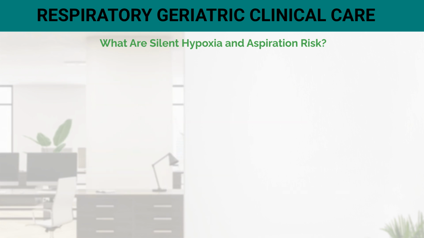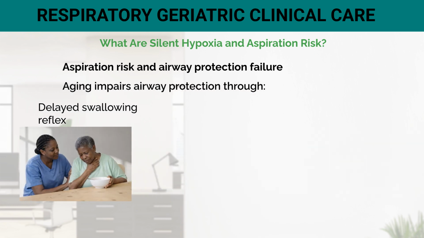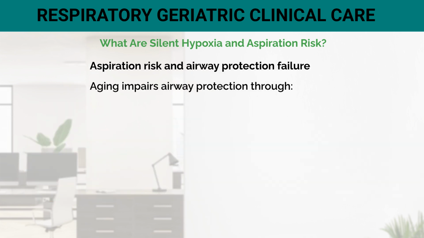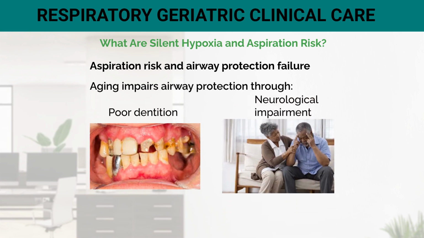Now that we understand the contributing factors of silent hypoxia, let's move on to discuss aspiration risk and airway protection failure. Aging impairs airway protection through delayed swallowing reflex, poor coordination of swallow and breathing, weakened cough, poor dentition, and neurological impairment. Aspiration may be silent and recurrent, making it a major contributor to pneumonia and decline.